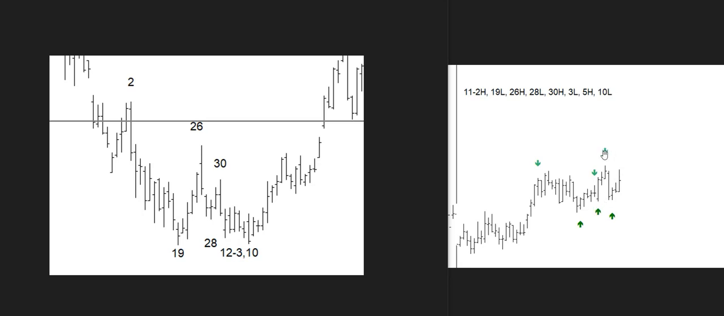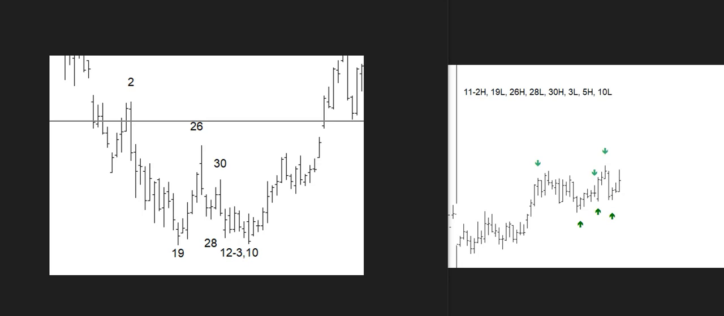Then we've got the high on the 30th, the low on the 3rd, and we're looking at a high on the 5th, which would be today, actually yesterday the 6th. Then we'll see what happens. This high may have been in. We'll see what happens as the trading goes on from there. And then expecting a low on the 10th.